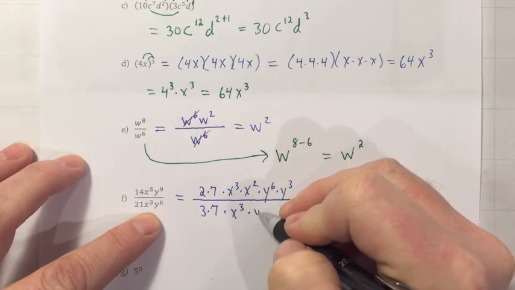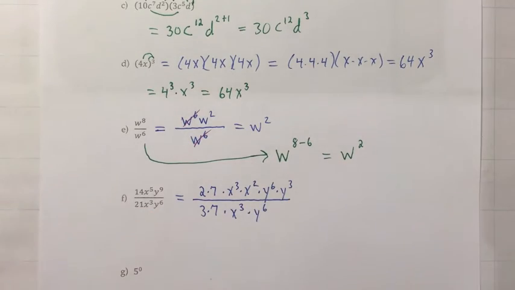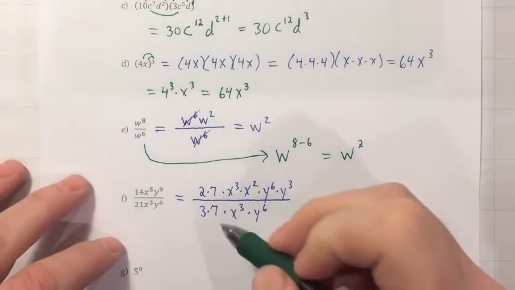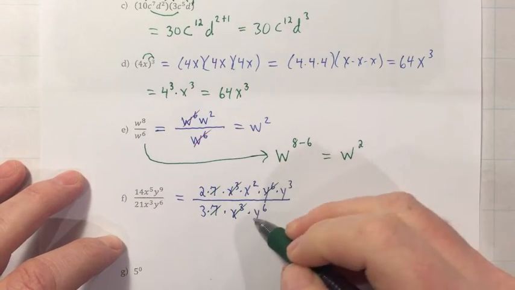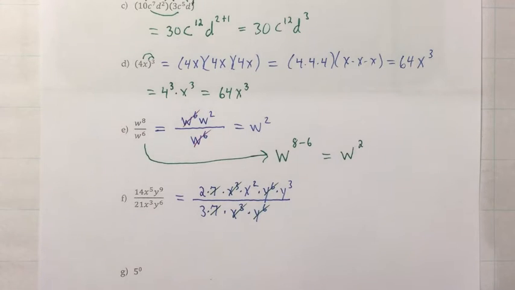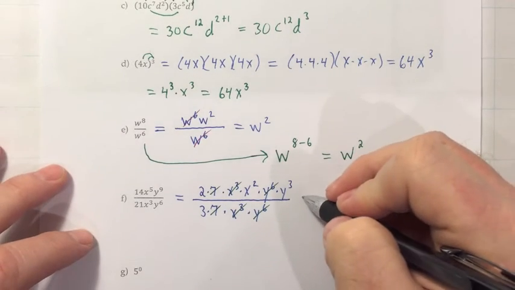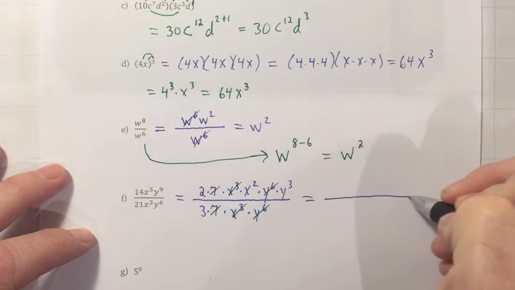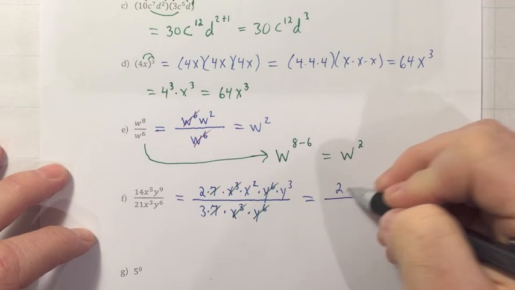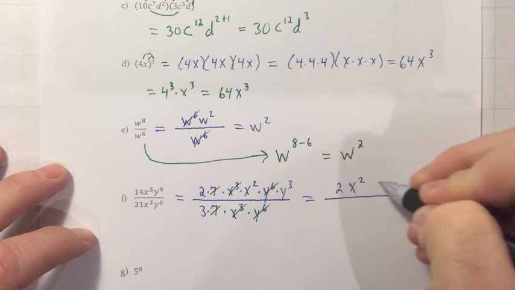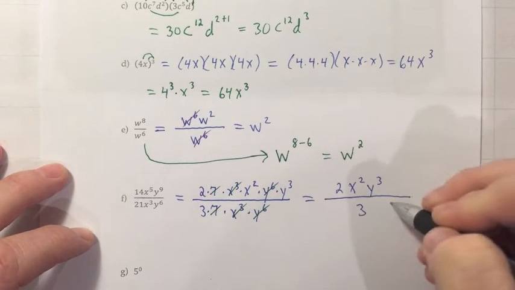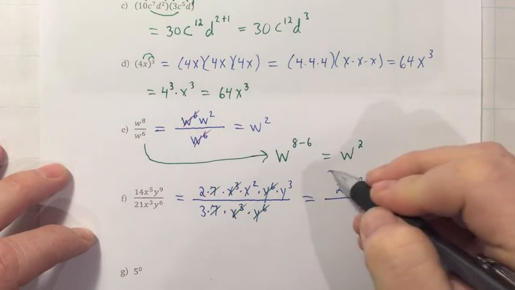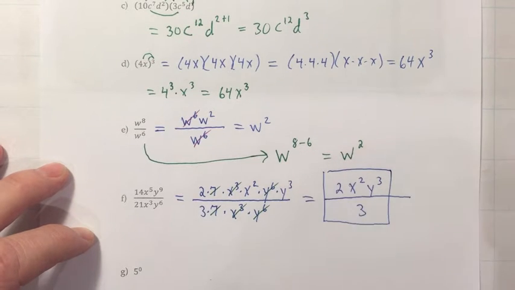And then we have the y to the 6th that was already on the bottom. And then we can go through and cancel things. This 7 will cancel, these x cubes will cancel, and the y to the 6's will cancel. And then we'll just write what's left over as a fraction. So in the numerator, we still have that 2. We have 2 x's and 3 y's. And in the bottom, all that's left is the 3. And I have a fraction bar that's too long, but there's my answer to that one.